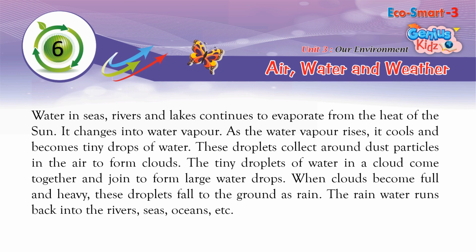The tiny droplets of water in a cloud come together and join to form large water drops. When clouds become full and heavy, these droplets fall to the ground as rain. The rain water runs back into the rivers, seas, oceans, etc.